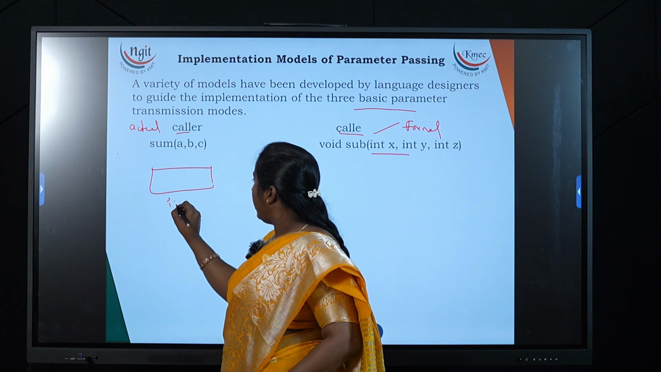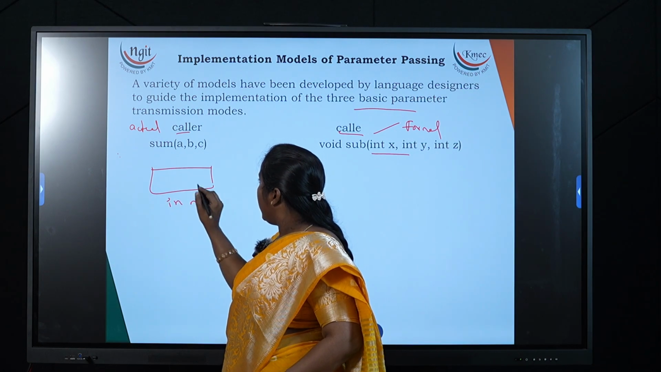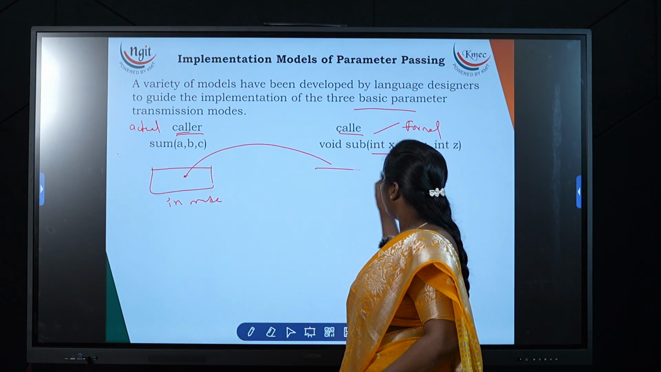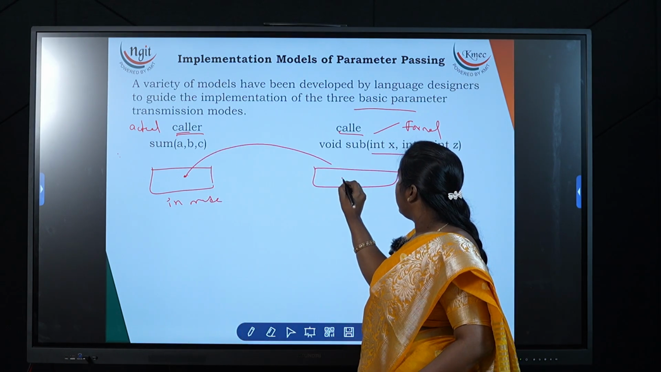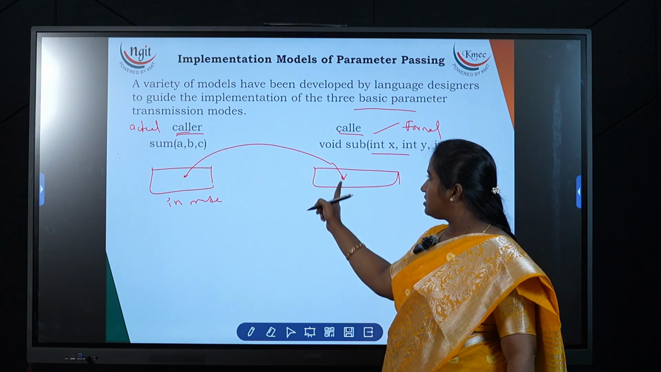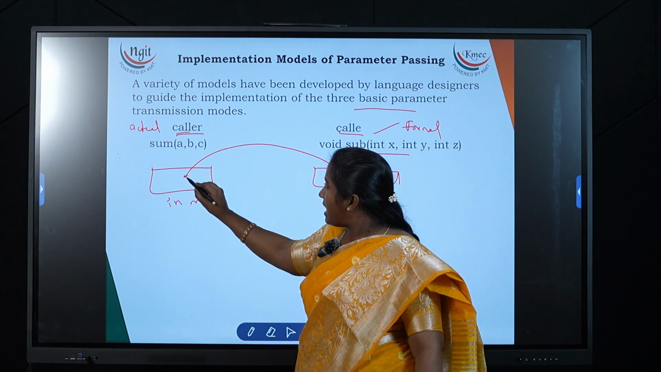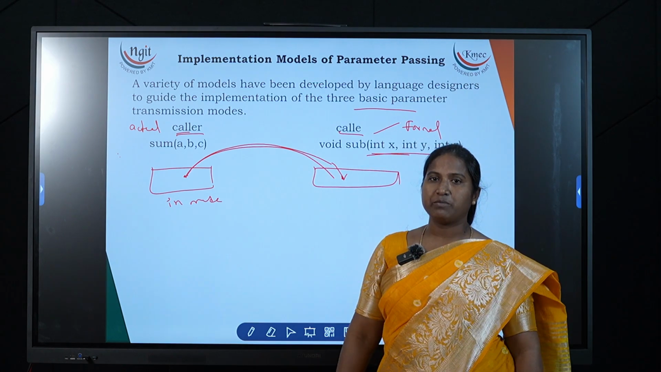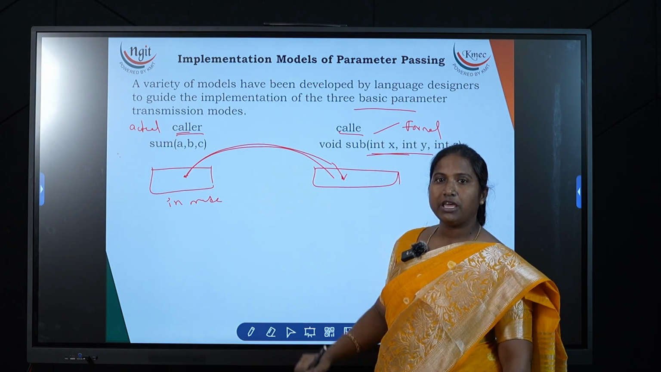Now, it is in mode. What did I say about in mode? In mode is where the values of the caller will get placed into the callee. So this shows that we are passing the values of A, B, C to int x, y, z. So this is called in mode.